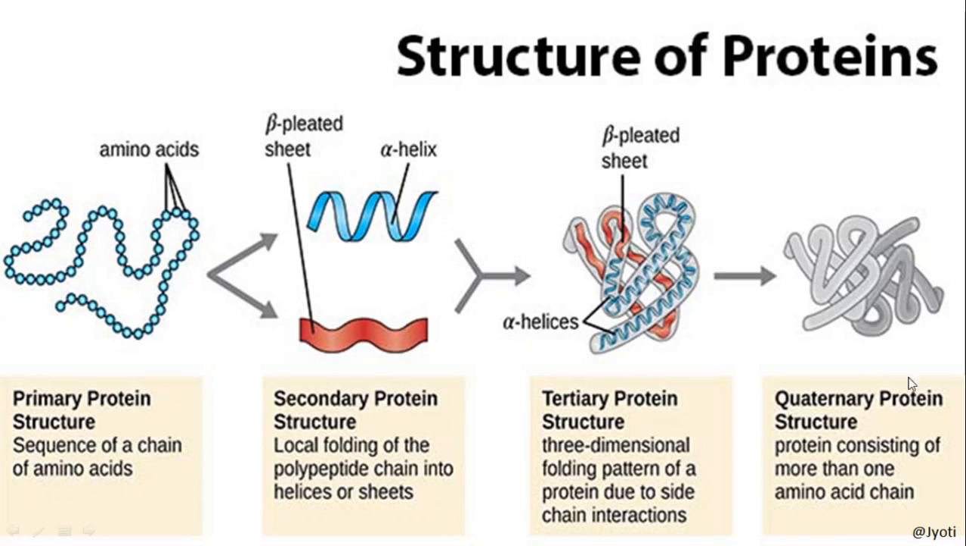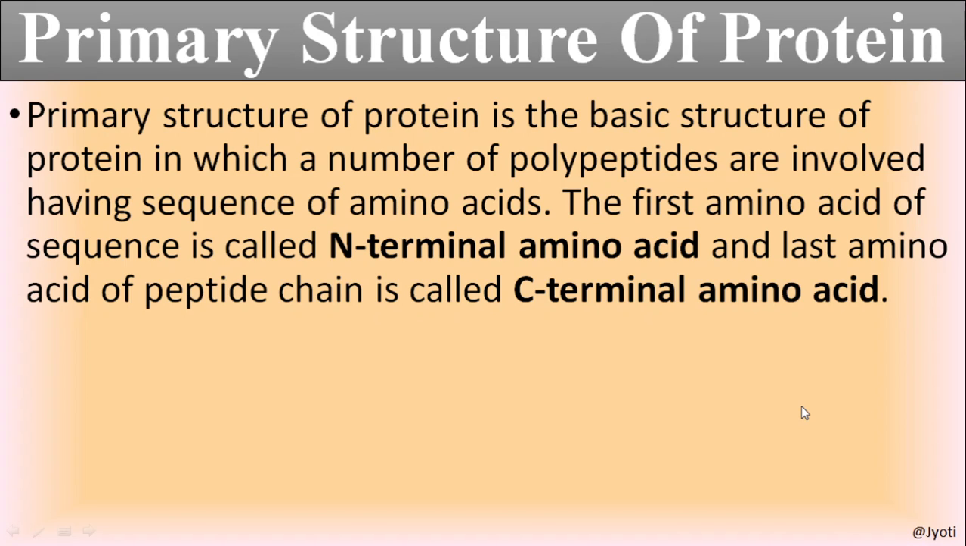Then in quaternary protein, you can see that here I have shown you two different polypeptides joined together. Now let us discuss the primary structure of protein. The primary structure of protein is the basic structure. Here a number of amino acids are involved. The first amino acid is called the N-terminal amino acid.